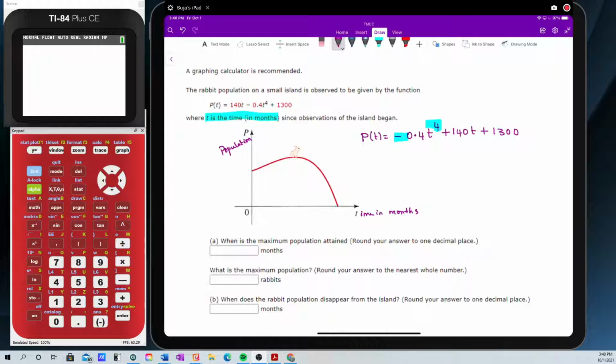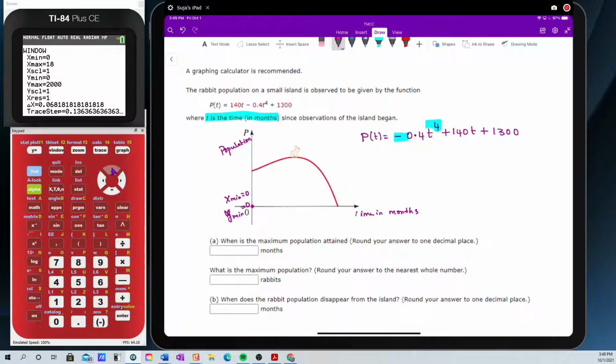Now if you look at this picture here, they just don't want you to know what is happening on the left hand side. So the origin is 0, 0, so this is going to help me keep my x minimum 0 and my y minimum 0 in my calculator. So let me go use my calculator and graph this. I'm going to clear that, then put negative 0.4 x to the power of 4, again using x instead of t, plus 140 x plus 1300. Again, the x minimum is 0 and y minimum is also 0.